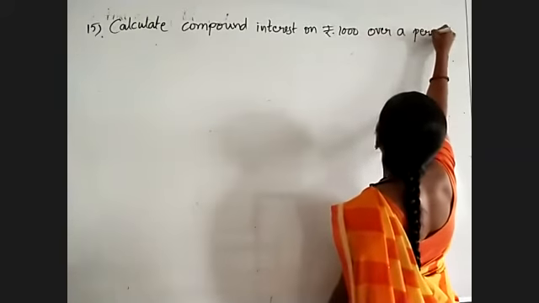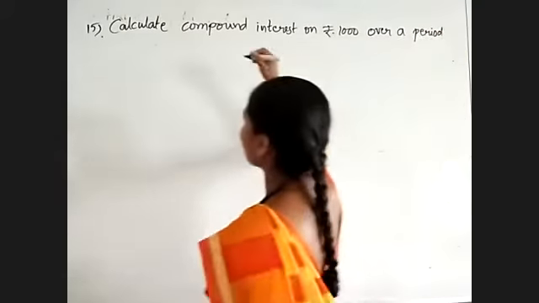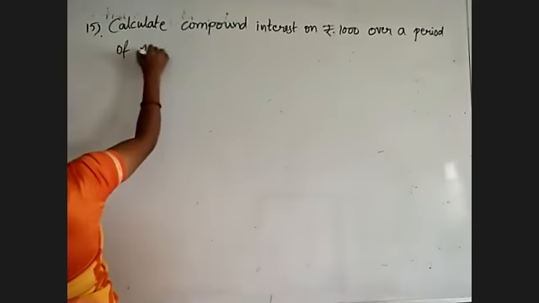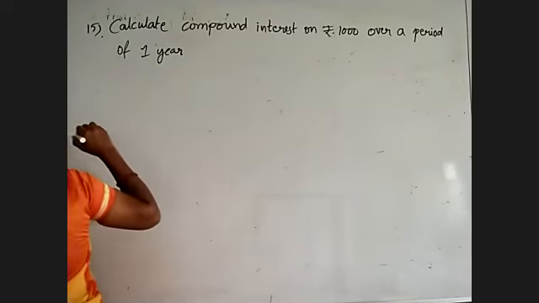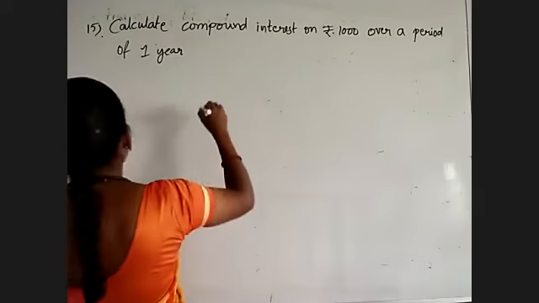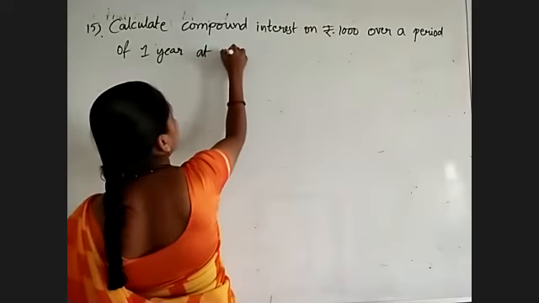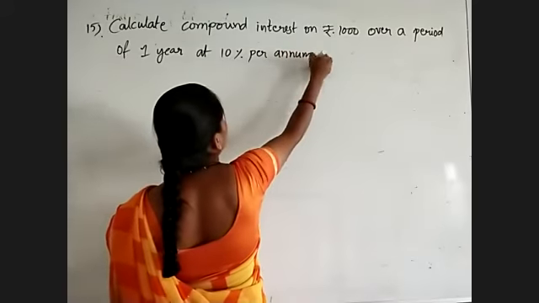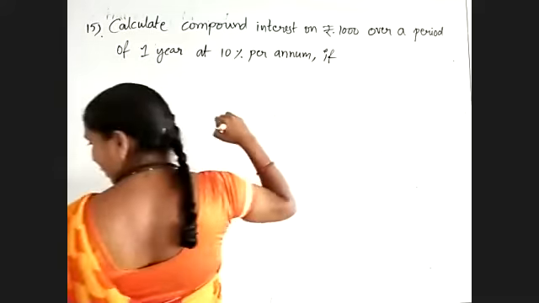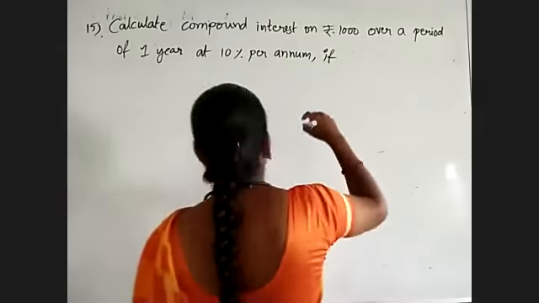Over a period of 1 year, at 10% per annum, if interest is compounded quarterly.